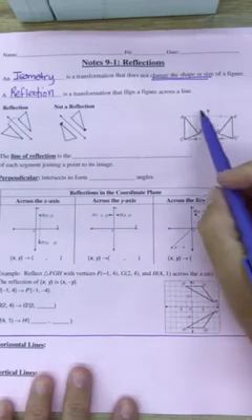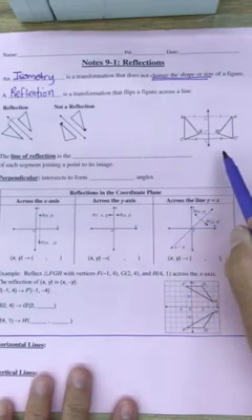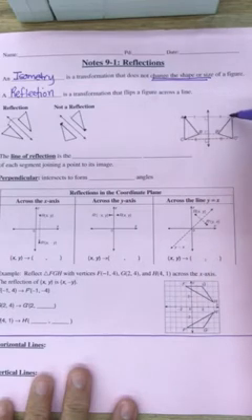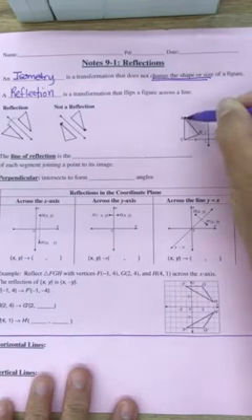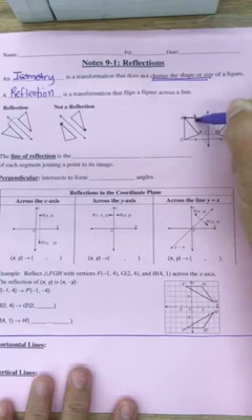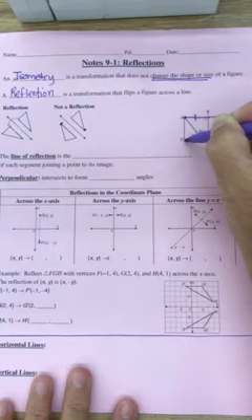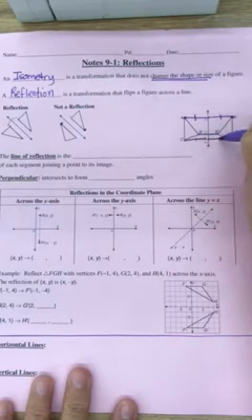This figure over here shows you that each point or endpoint of the figure is going to be exactly the same distance to the line of reflection. So this segment is going to be congruent to this segment. This segment is going to be congruent to this segment. And this segment is going to be congruent to this segment. So A to A prime.